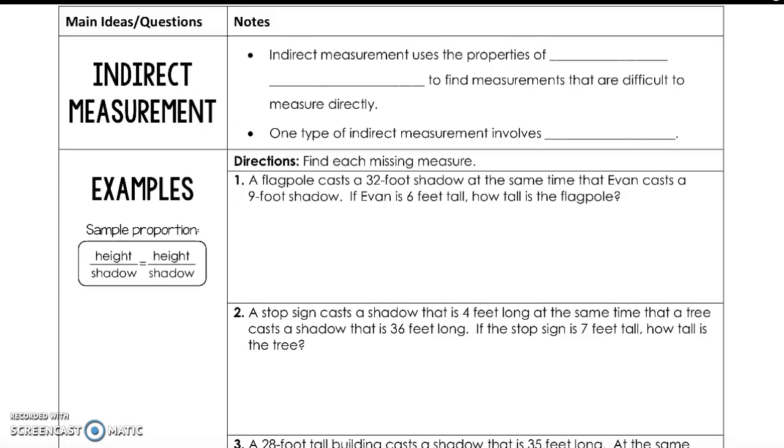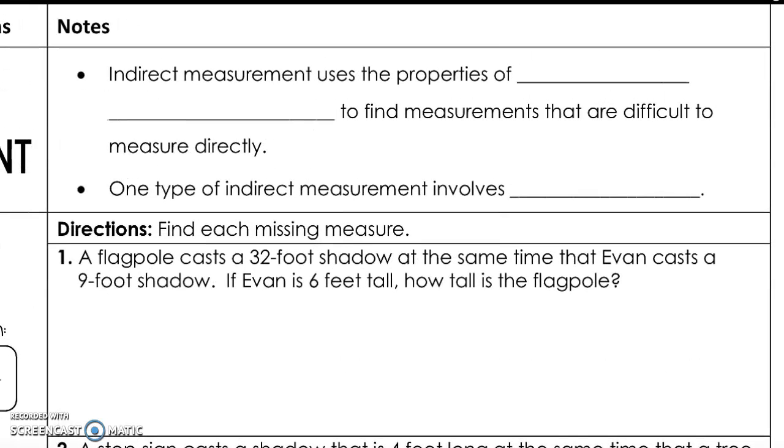These notes will cover page 4-15 and 4-16. So we are looking at indirect measurement, meaning using something you know to measure something you don't know. So we use the property of similar triangles to find things that are hard to measure.